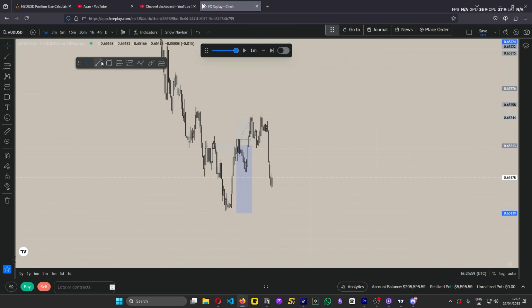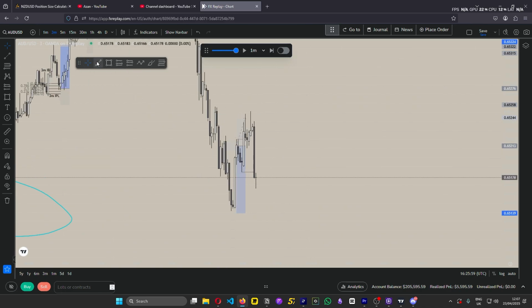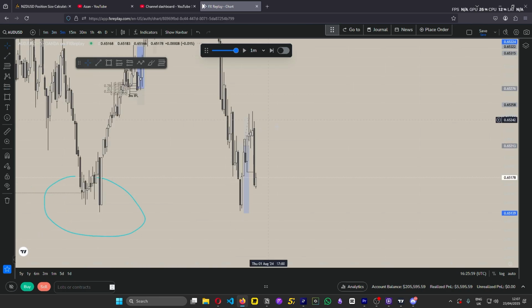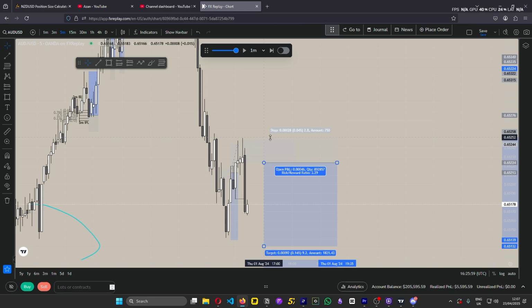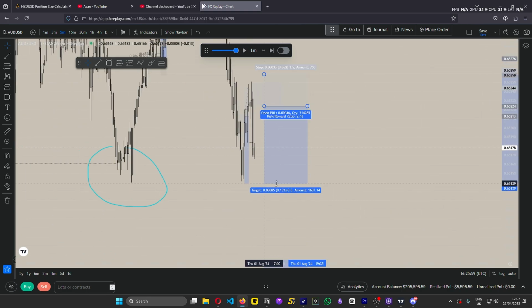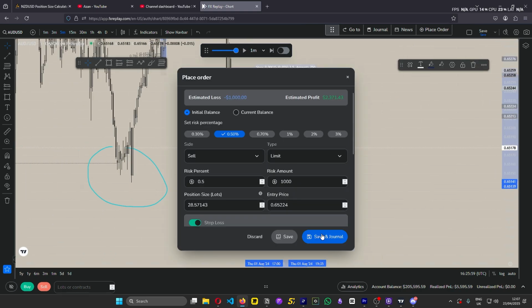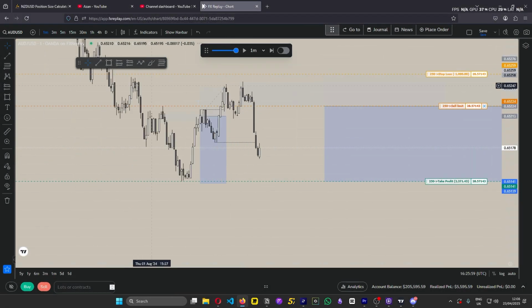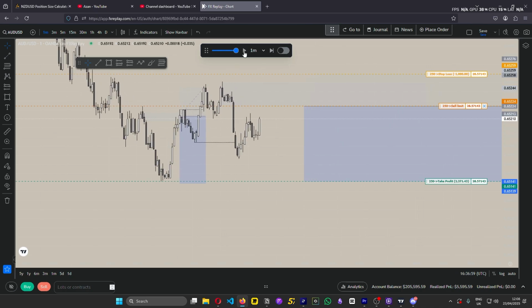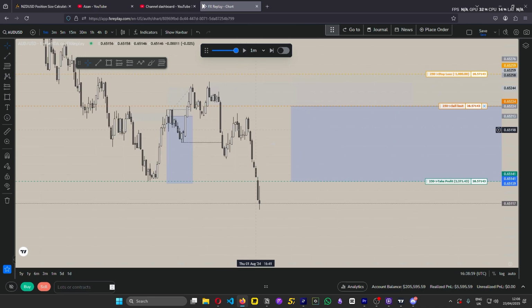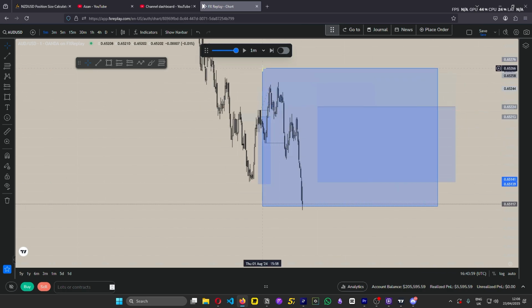So for example, we just got, okay, that looks good. That looks good. I will enter this PR right here on the 5 minute. Very good imbalance. Let's see if we can get mitigation here though. And what I will target is this weak structure right there. The reason why I'm not looking at NZD is because, okay, that's fair enough. That is fair enough.